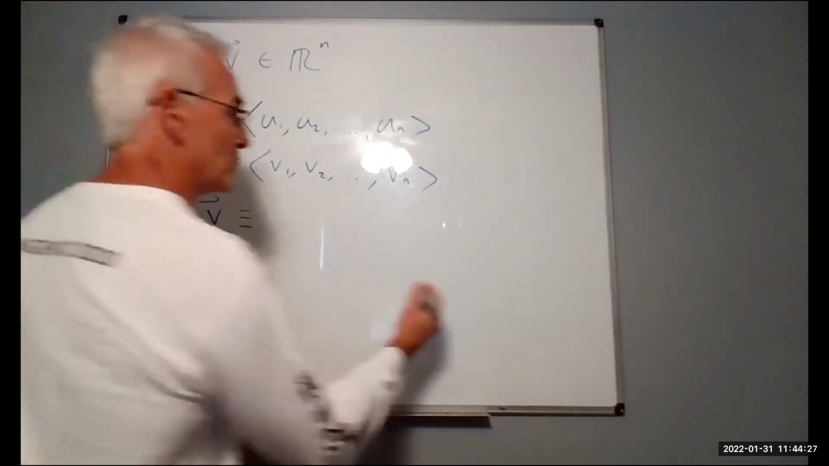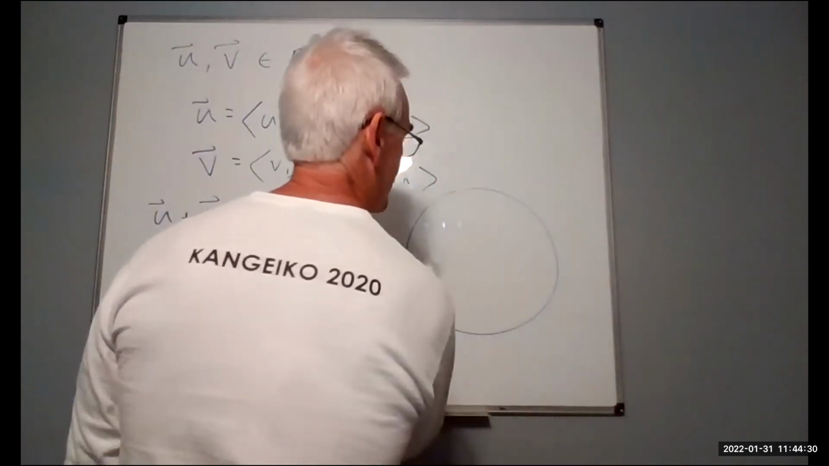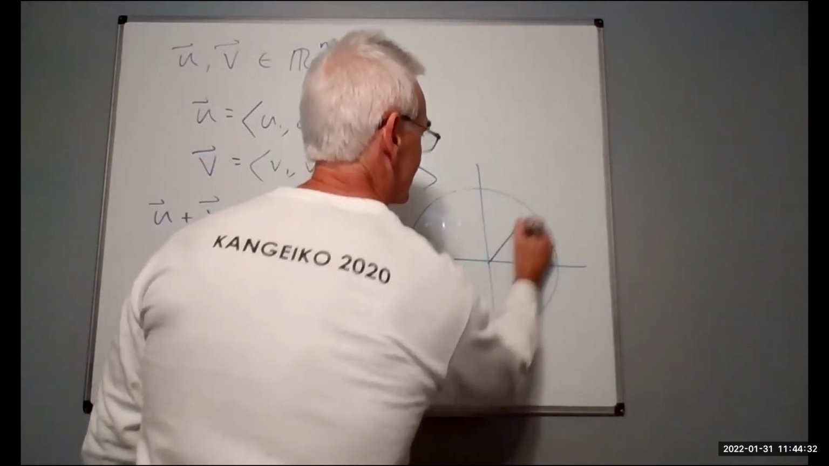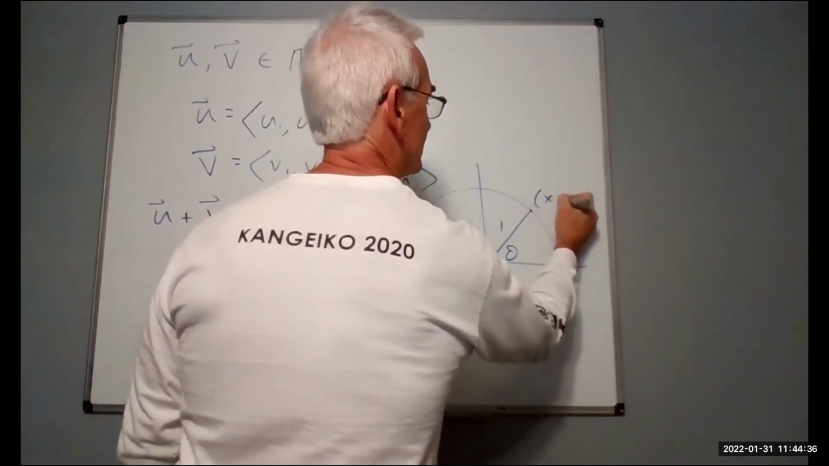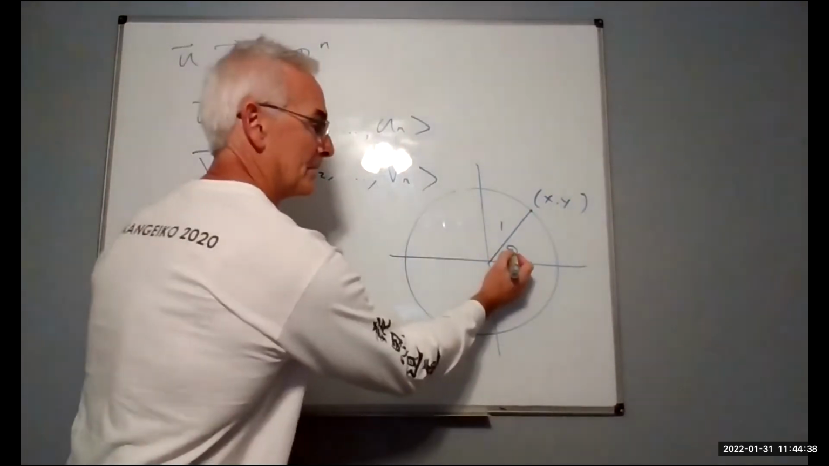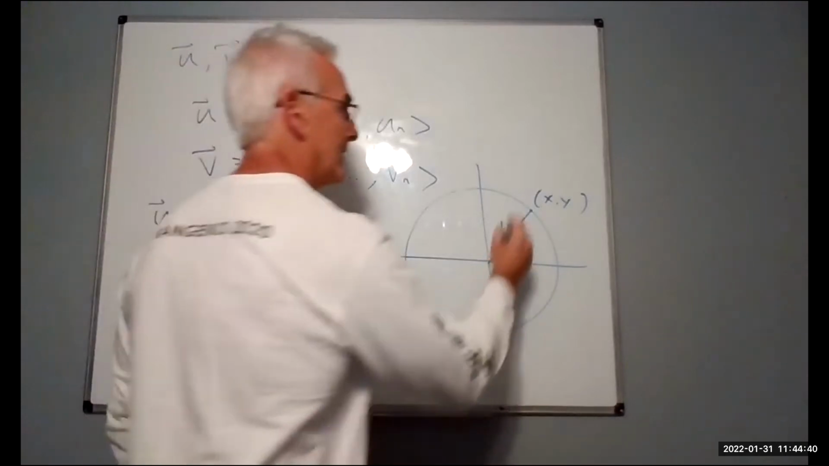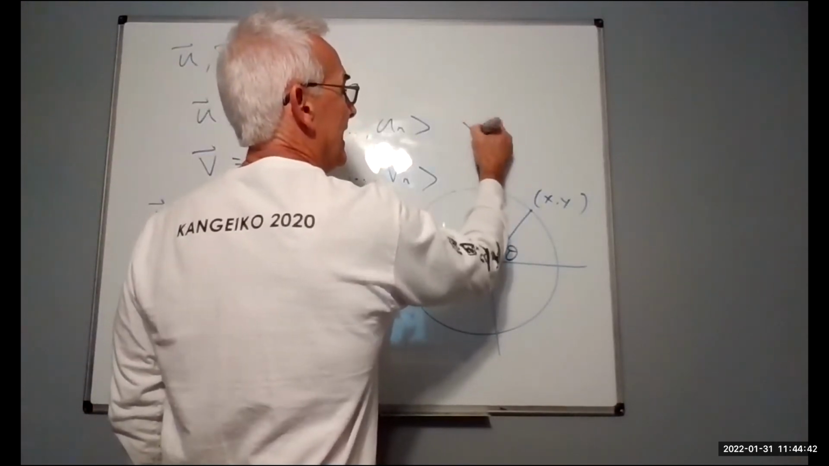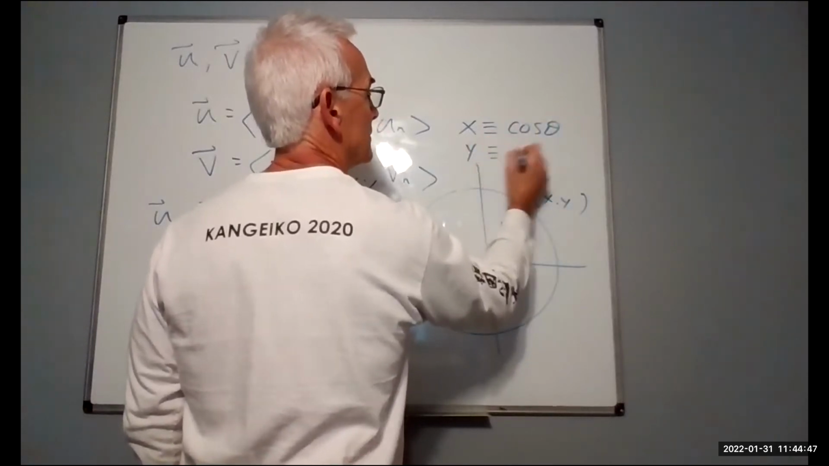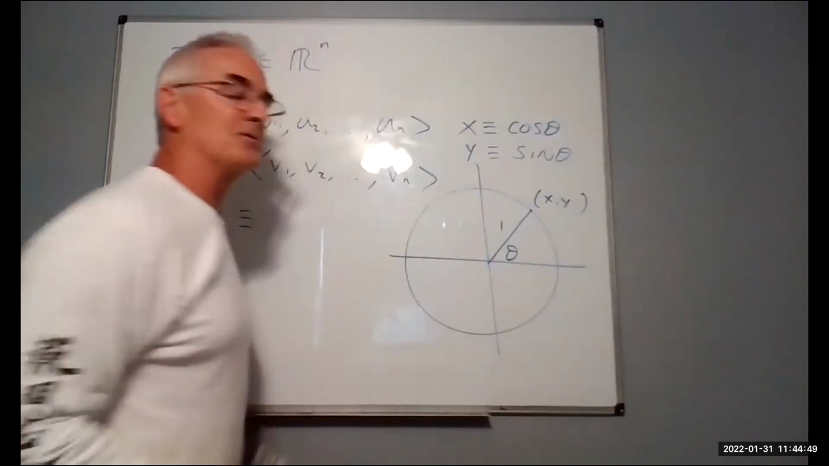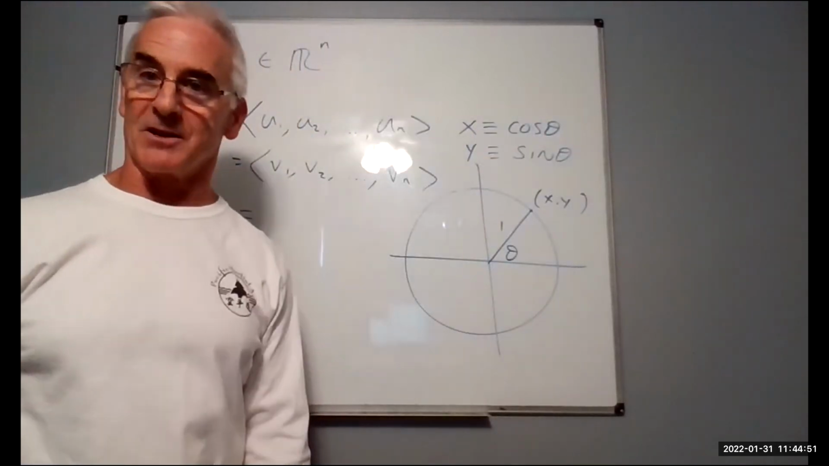A simple example would be the unit circle. This is the easiest one to remember. On the unit circle, a circle of radius 1, X is defined to be the cosine of theta. Y is defined to be the sine of theta. All of trigonometry is based on this definition right here.